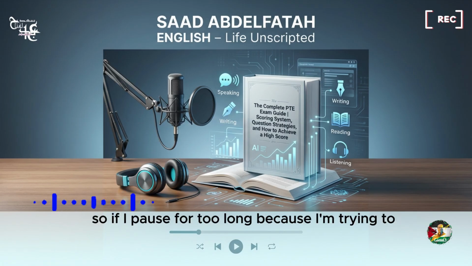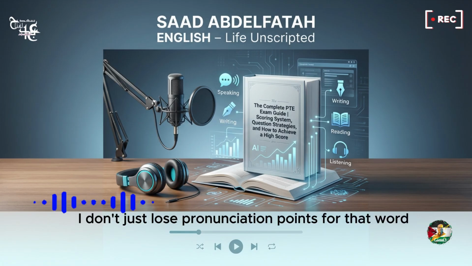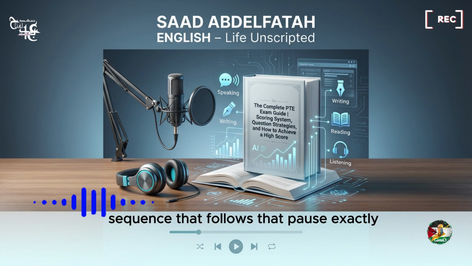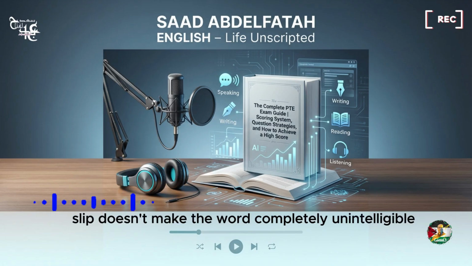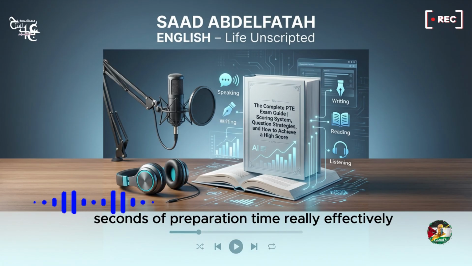So if I pause for too long because I'm trying to remember how to pronounce one single difficult word, I don't just lose pronunciation points for that word, I'm actually losing fluency points for the entire sequence that follows that pause. Exactly. The AI punishes hesitation far more severely than a minor pronunciation slip, as long as that slip doesn't make the word completely unintelligible. That's a huge strategic insight. It is. So the key is to use that 30 to 40 seconds of preparation time really effectively.